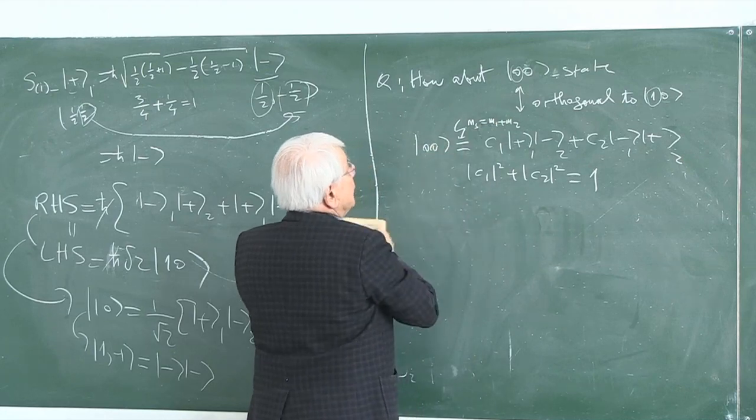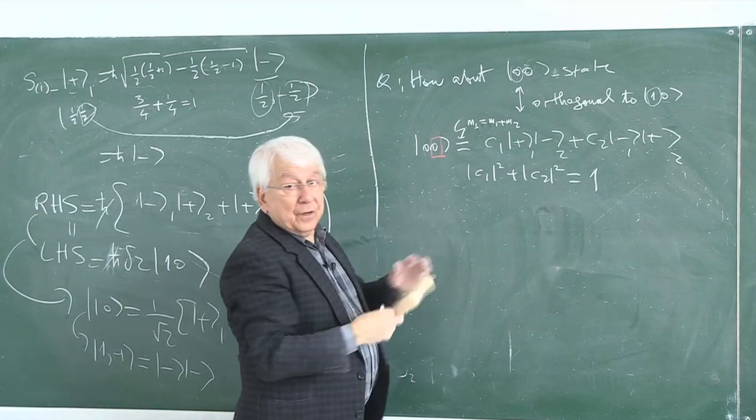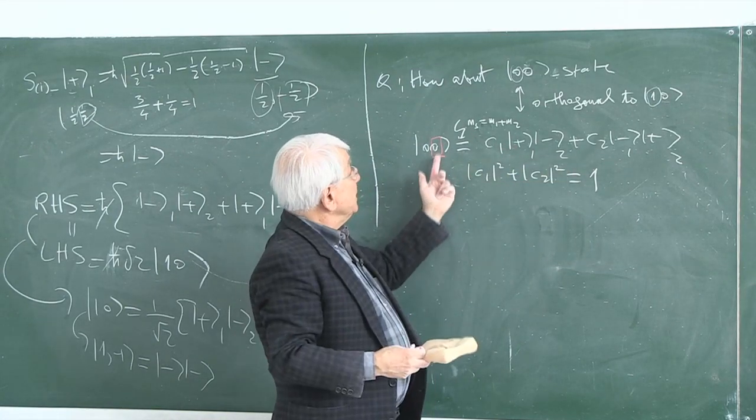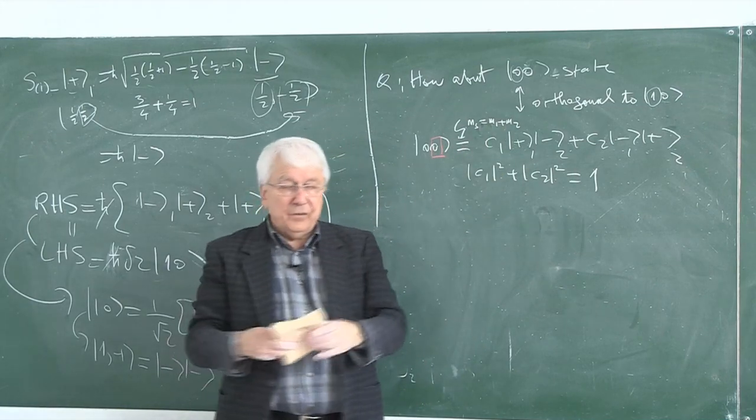So to get this 0, in the light of this, I have taken one spin up, the other spin down, and vice versa, so that I can add them up to get 0 in the left-hand side. That's the general selection rule that we have constructed.